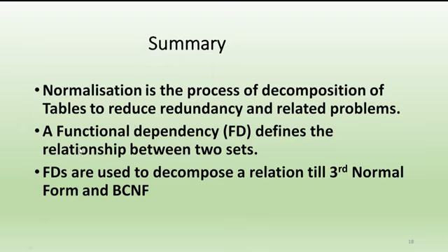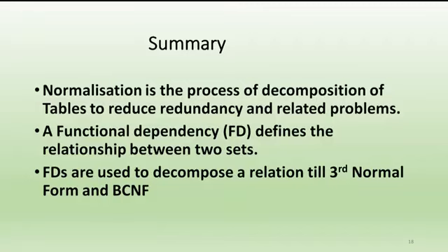The second key point which we covered was that a functional dependency defines the relationship between two sets. Given two sets, a functional dependency defines that if they agree on the left hand side, two sets of attributes, then they will also agree on the right hand side. Only then will we say that set X functionally determines set Y. So it is very important that the information should be consistent. This is a kind of constraint on the database management system.